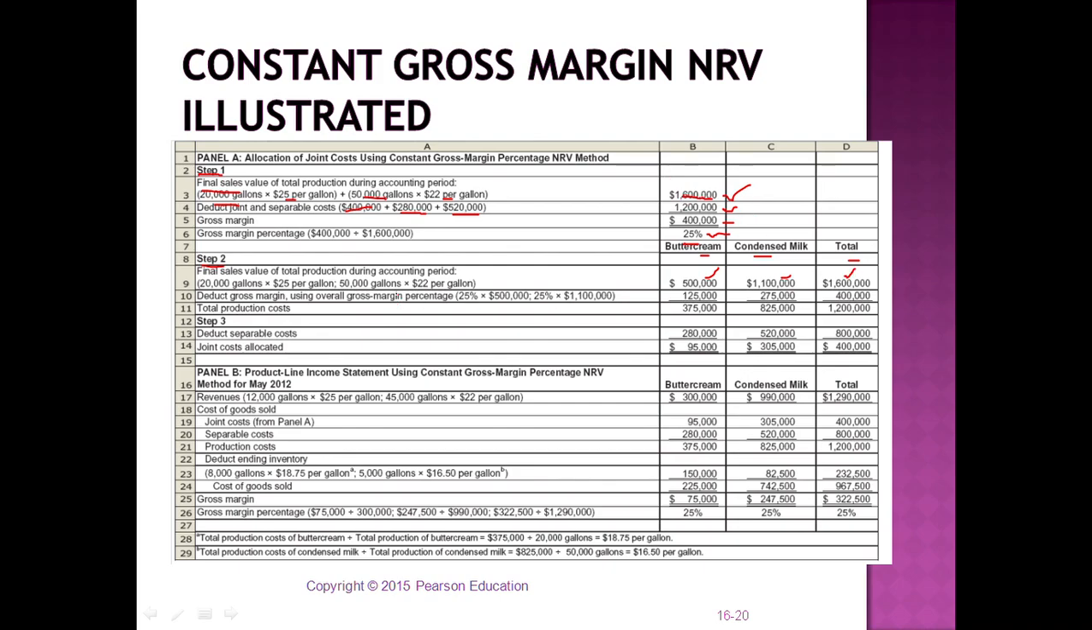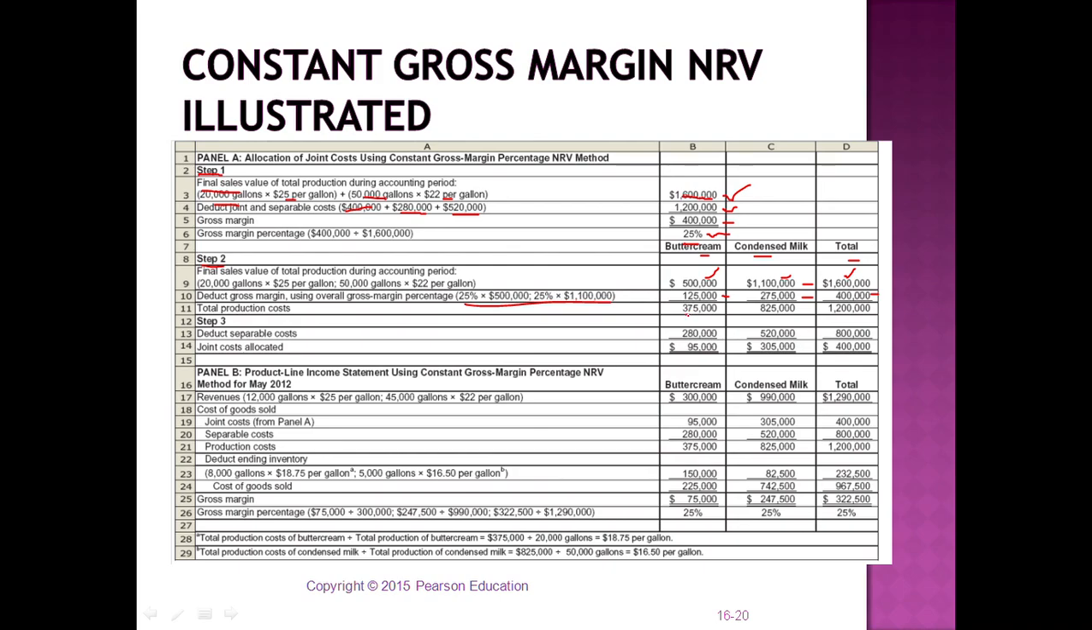And then minus the gross margin percentage. So what you need to do is take 25% of the total, the total would be the gross margin, right? So 500,000 into 25% would be taken here as the gross margin, and 25% of 1,100,000 would be taken here, and of course the total would be 400,000. When you minus that, what you got is your total production cost.